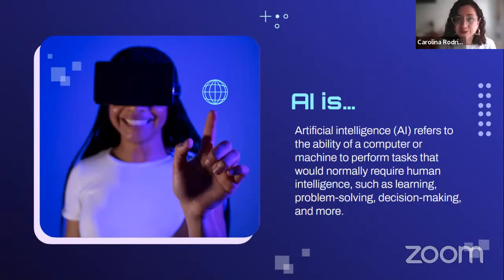So grading papers would require human intelligence, right? Teaching content, right? Correcting pronunciation. All these things would require human intelligence.